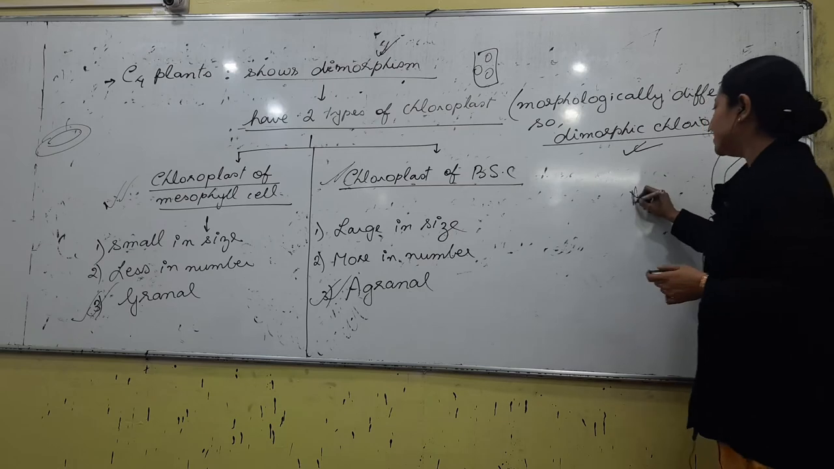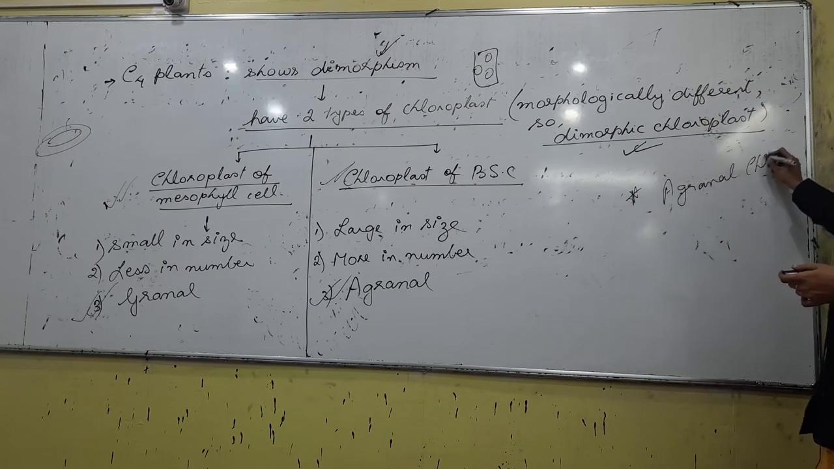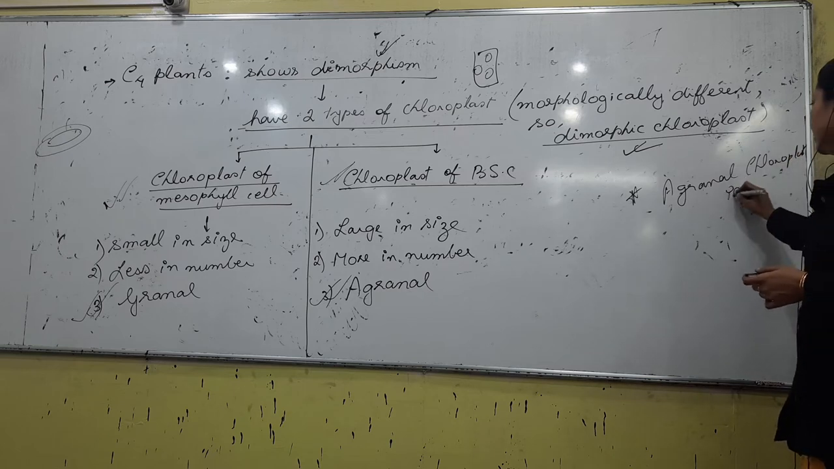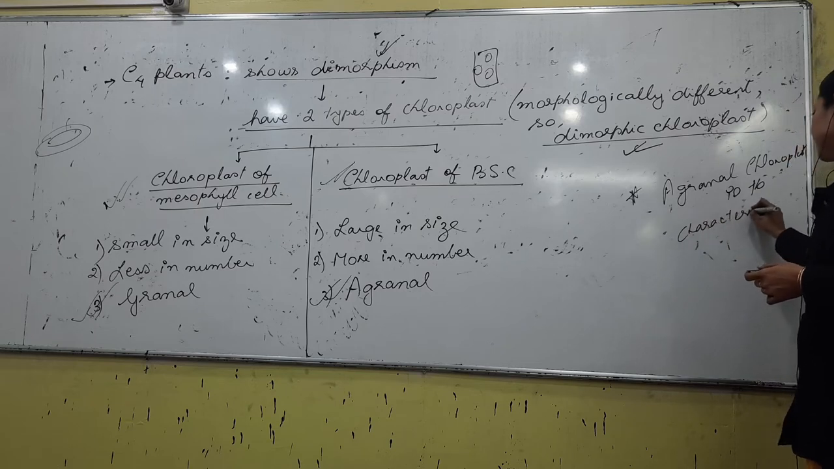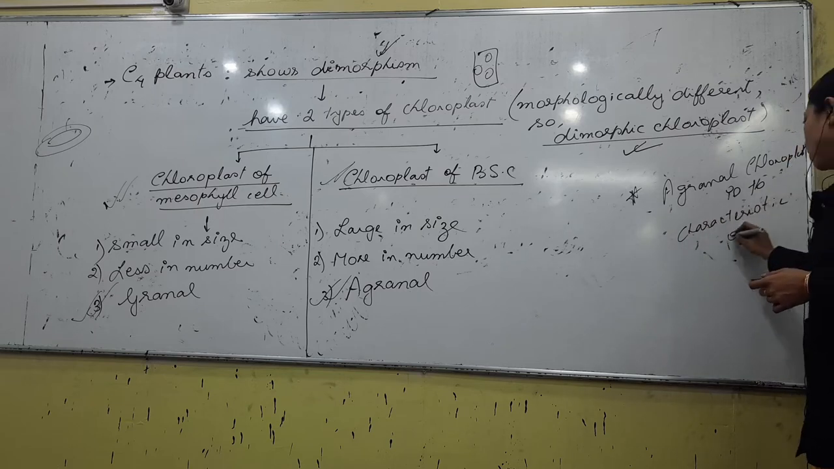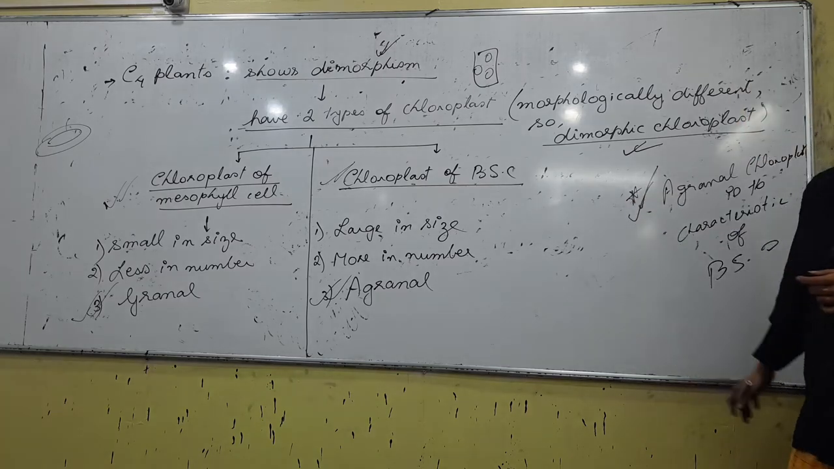Agranule, write this as a side dot. Agranule. Chloroplast is the characteristic of bundle sheath cell.